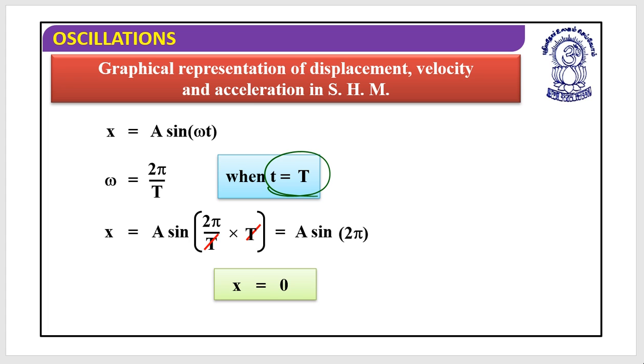Next, it is the time when t is equal to T. So x is equal to a sin omega t, where omega is equal to 2 pi by T into T. This T and T cancel out. It's sin 2 pi, and sin 2 pi will be 0. So 0 multiplied by a would be equal to 0. I hope this is clear.